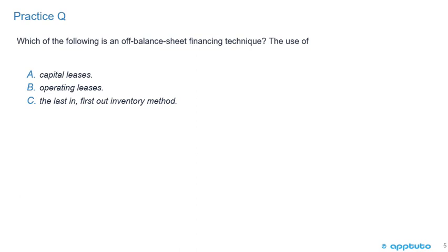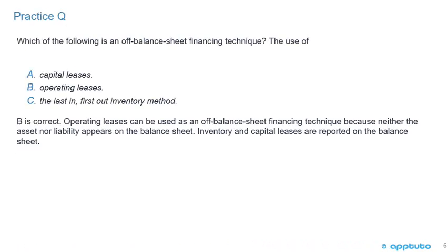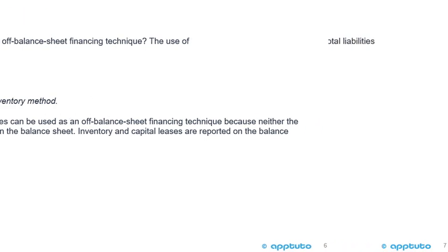Which of the following is an off-balance sheet financing technique? The use of A, capital leases, B, operating leases, or C, the last in, first out inventory method? Again, I think this is another pretty easy question. B is correct. Operating leases can be used as an off-balance sheet financing technique because neither the asset nor the liability appears on the balance sheet. Inventory and capital leases are reported on the balance sheet.